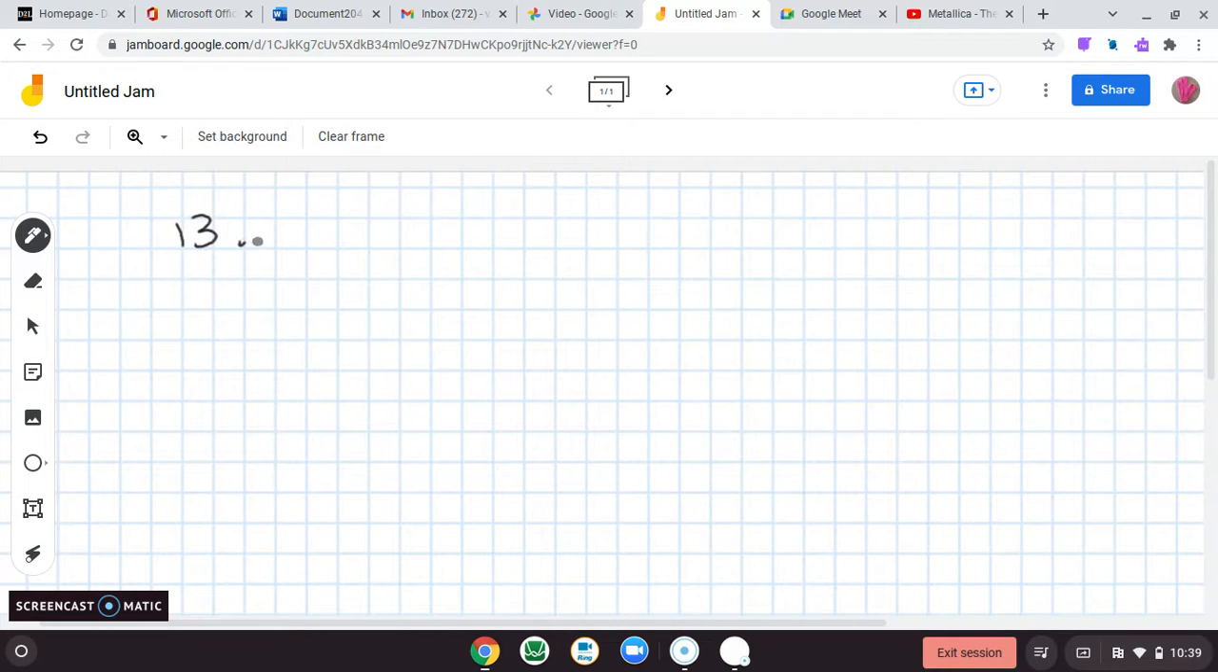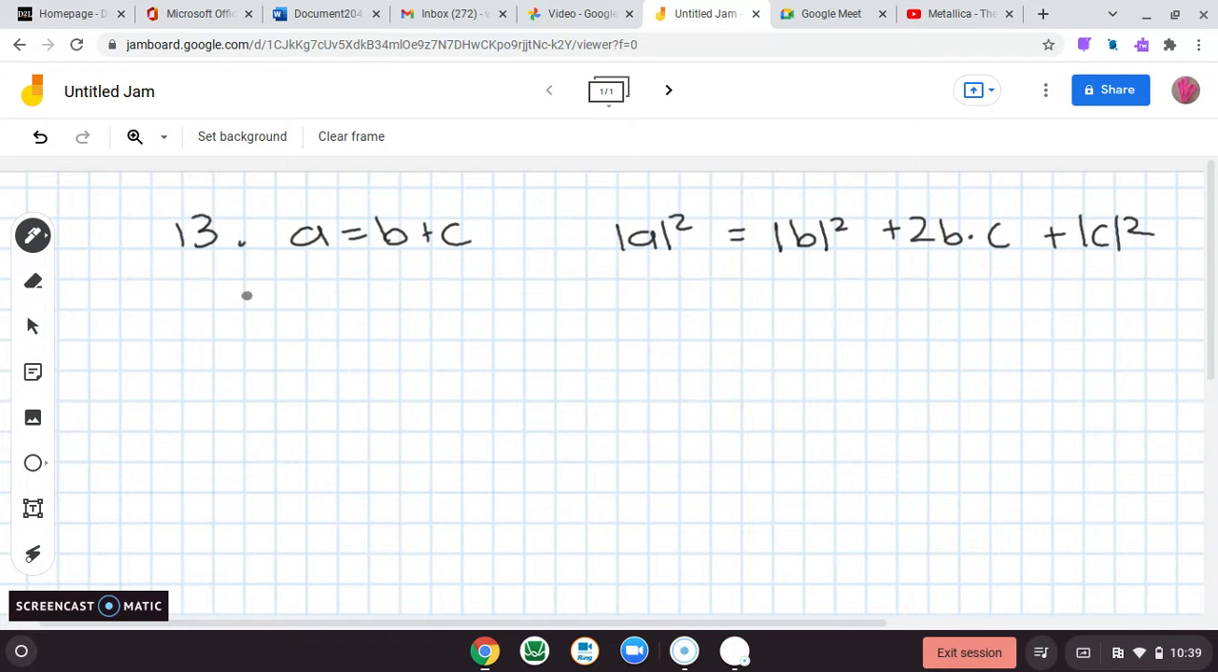Okay, 13. It said that a equals b plus c. And we're just trying to prove that the magnitude of a squared is going to be that other side that it showed. It says b squared plus 2b dot c plus c squared. So again, we're going to start off with this formula. The magnitude of a squared, we know it equals a dot a. That rule again. Well, a we know is b plus c.